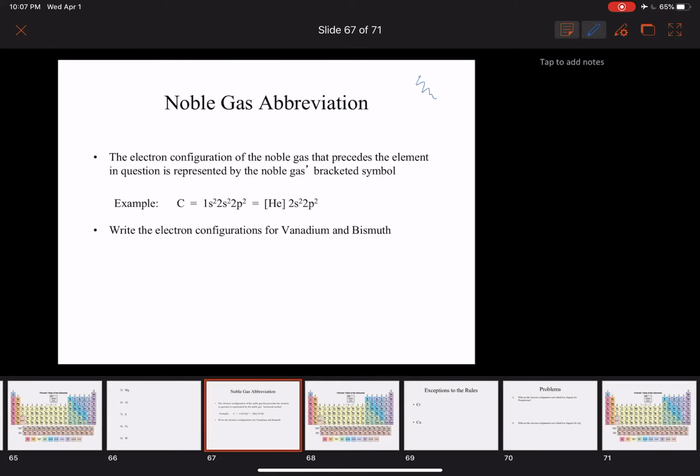Let's finally finish up the end of chapter 2. So last time we talked about the noble gas abbreviation and how that helps us save some time writing our electron configuration.